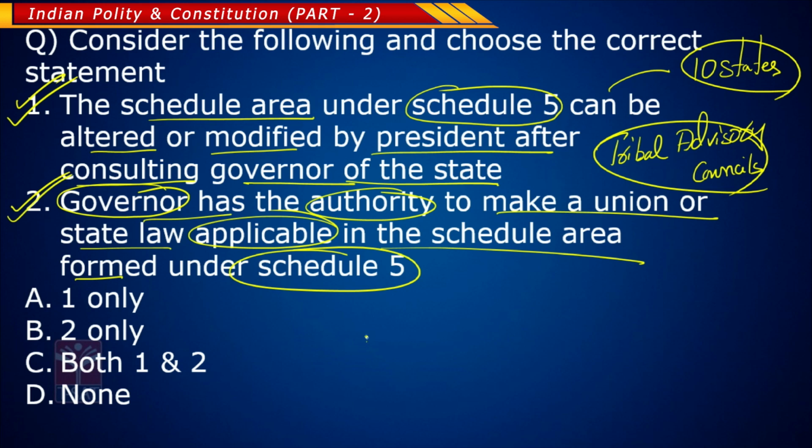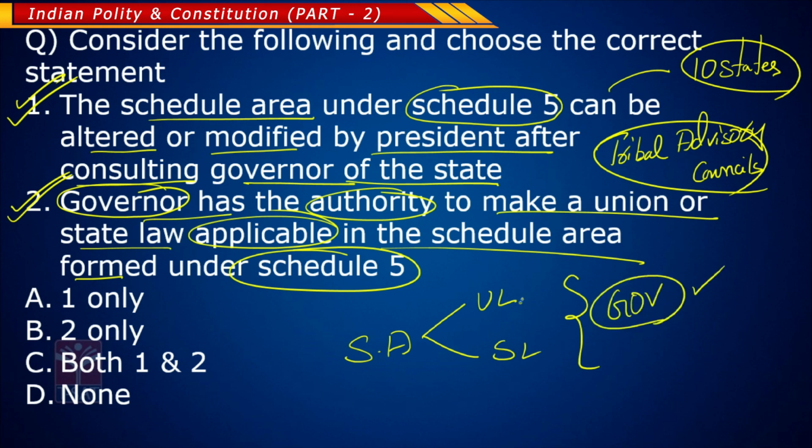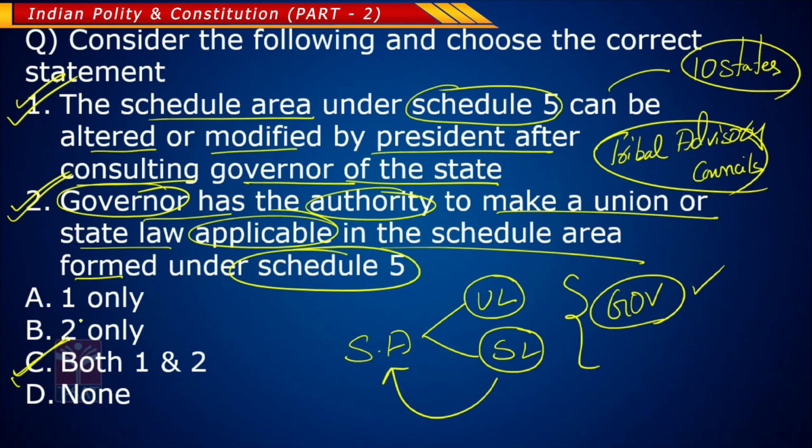In schedule area, union laws or state laws are not directly applicable. The Governor has the authority to make a union law or a state law applicable in the schedule area. In fact, the Governor also has the authority to modify a state law or a union law before it is applied in the schedule area. Answer is C. Next question, friends.